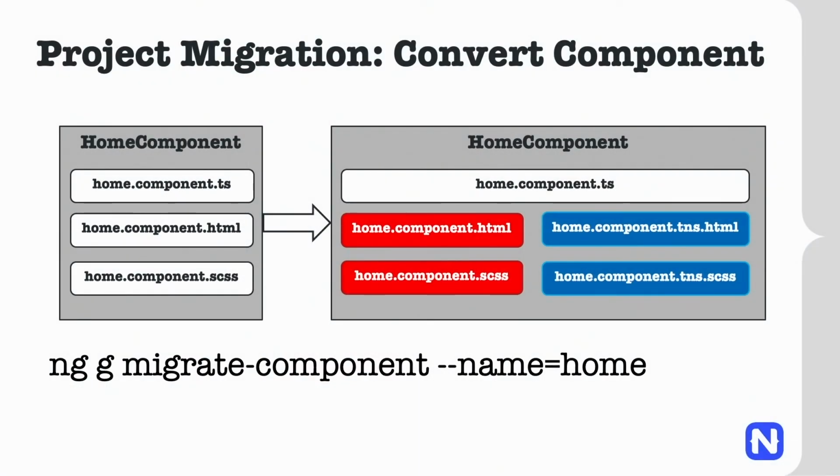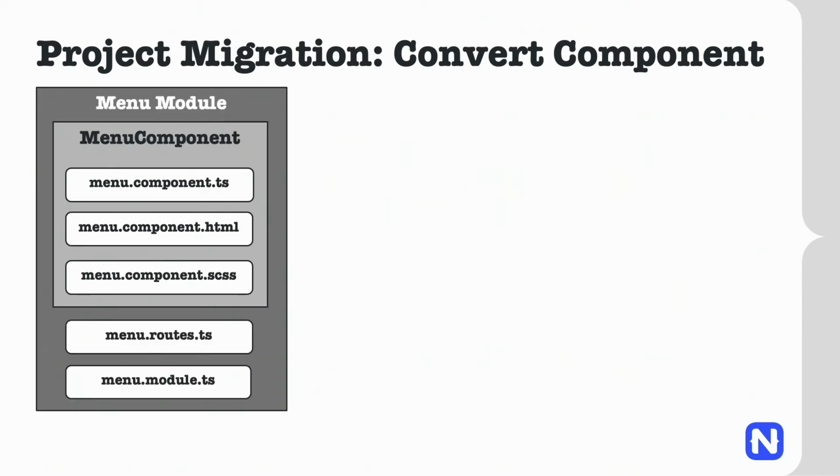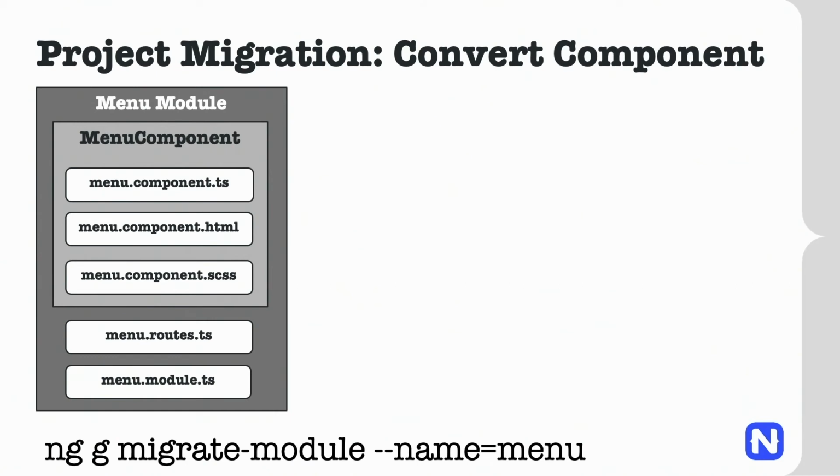If you have existing modules that have a bunch of components inside, rather than calling migrate component for each component there, you could actually just, like in this case, you have a menu module. You could call ng generate migrate module. And it works pretty much the same way.